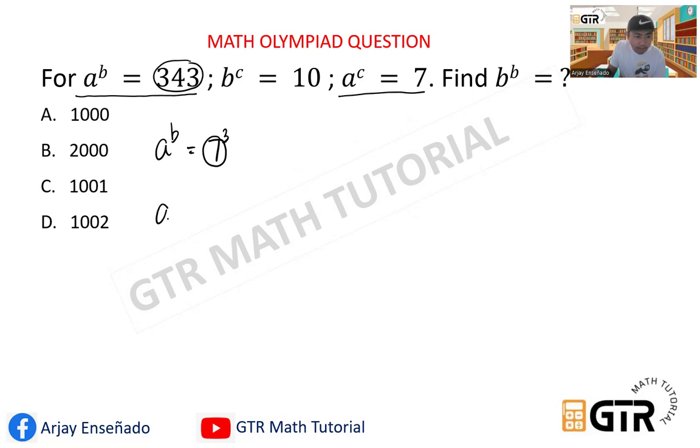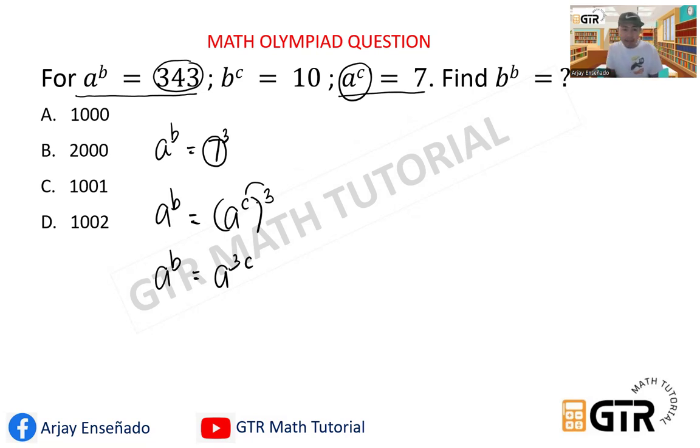So a^b is equal to, replacing 7 by a^c, a^c and then cubed. When we have two exponents, we just multiply. Therefore, a^b is equal to a^(3c). Now we have the same base. Since both bases are a, we can equate the exponents. Therefore, b is equal to 3c.